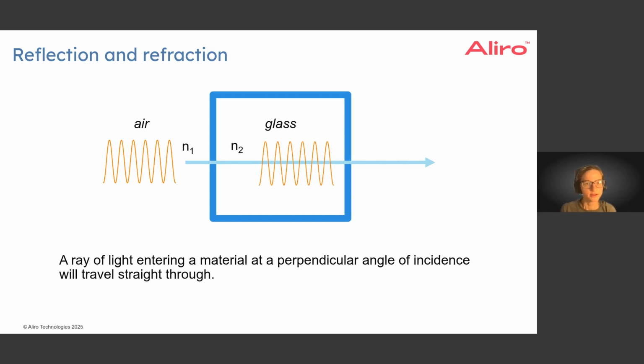So here, the air has some index of refraction n1, and the glass has some index of refraction n2. So in this case, when we have this light ray entering into this glass, we will just see the light ray pass straight through without deflecting at all into the glass.